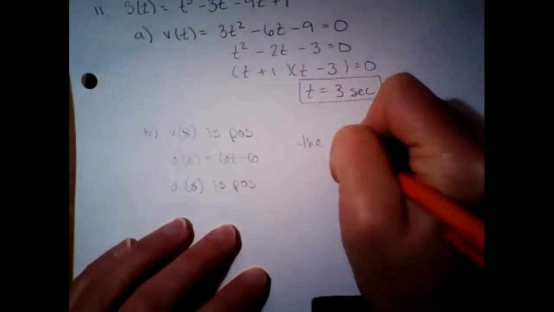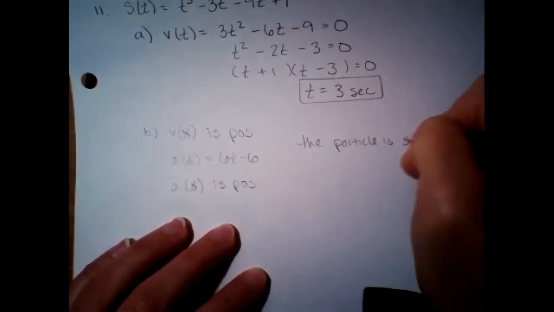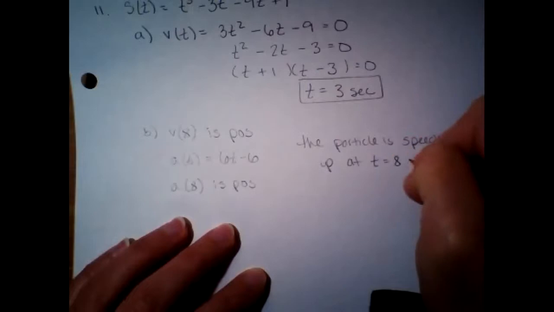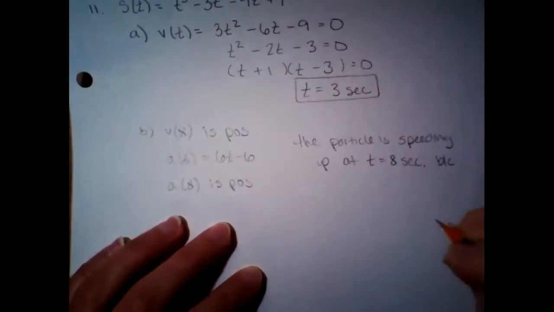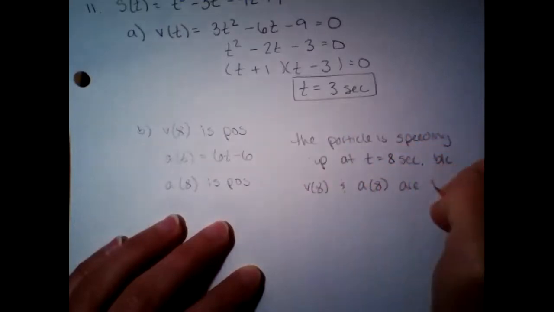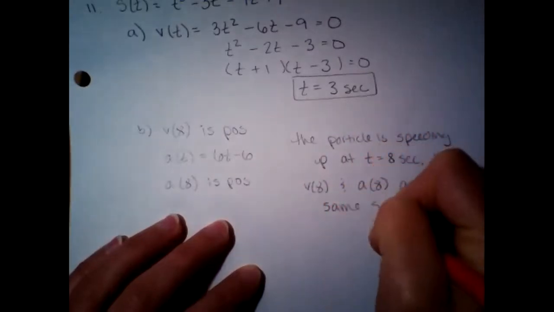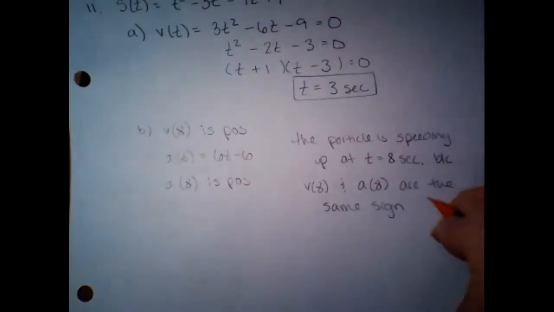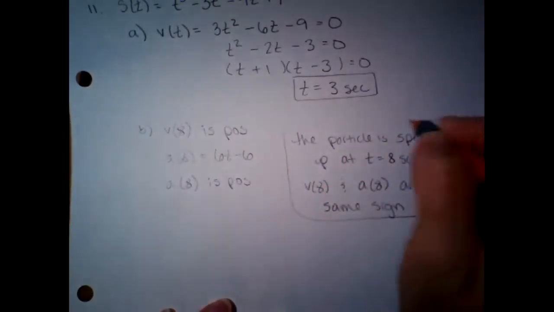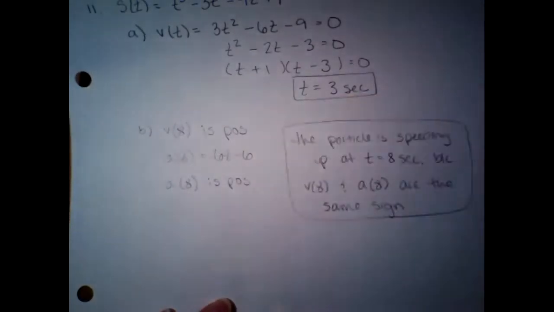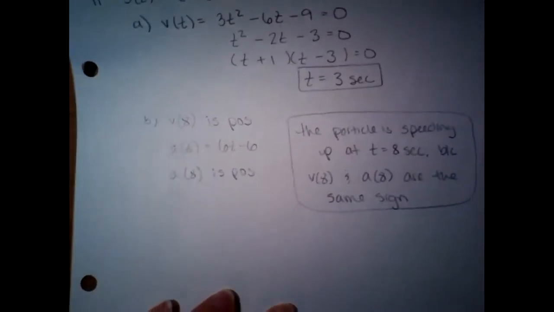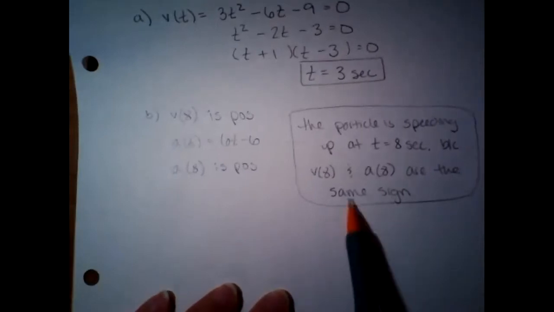So the particle is speeding up at time 8 seconds because v of 8 and a of 8 are the same sign. And a lot of you wrote because they're both positive. I took that and that's totally fine, and they would take that on the AP exam too. But just be aware, if they were both negative, that would still mean speeding up. So just be aware, even if they're both negative, it'll still be speeding up as long as they're the same sign.